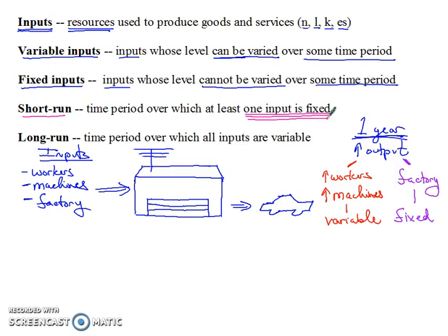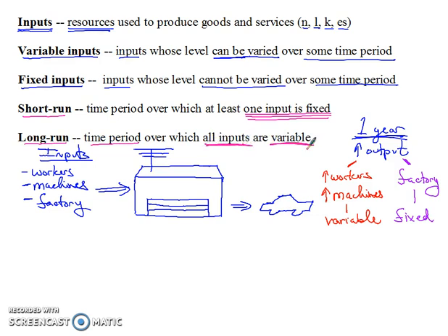So would we say, for the car company, that 1 year is short run analysis? And the answer is yes, because we have at least one input that is fixed, that we cannot change. And so that is the definition of short run. Now, the long run is the time period over which all of your inputs are variable.